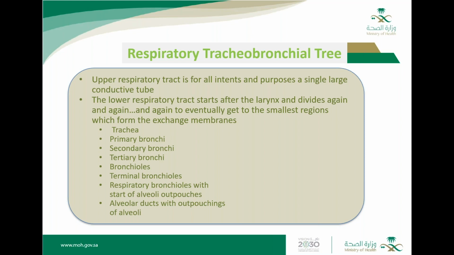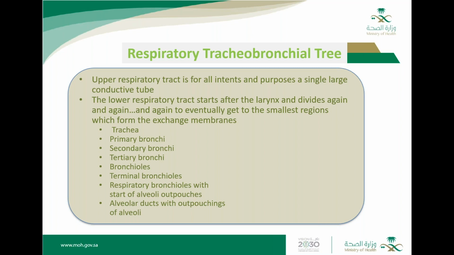And all of this area, the trachea, primary bronchi, secondary bronchi, tertiary bronchi, bronchioles and terminal bronchioles, doesn't have any gas exchange. The gas exchange starts at the respiratory bronchioles, with the start of the alveolar outpatches, or what we call alveolar ducts, and then eventually we have the alveoli. So respiratory gas exchange starts at the respiratory bronchioles, but the primary gas exchange obviously occurs in the alveoli.